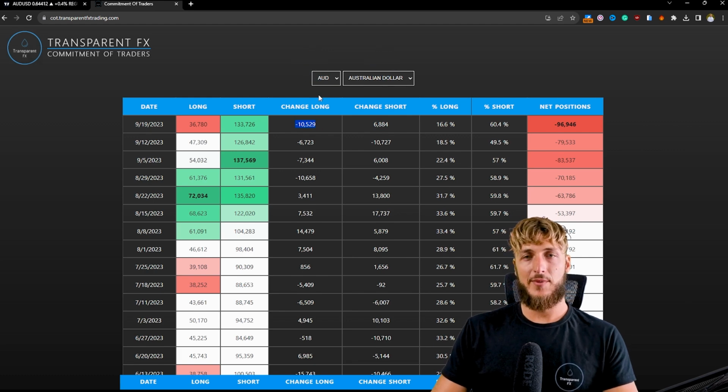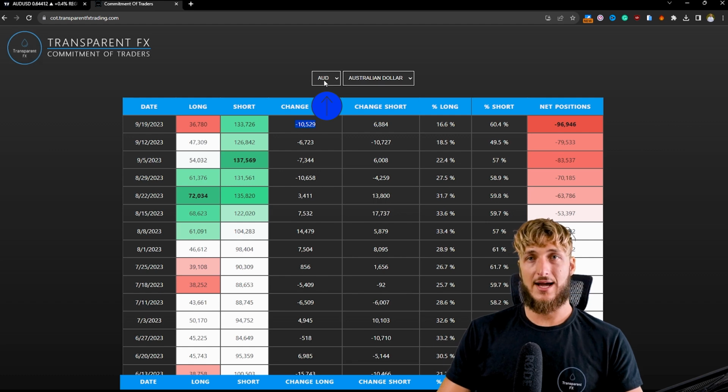Now, what we have to keep in mind is that if we're checking the data for the AUD, we're actually already checking AUDUSD, because all currencies on the spot are traded against the USD.